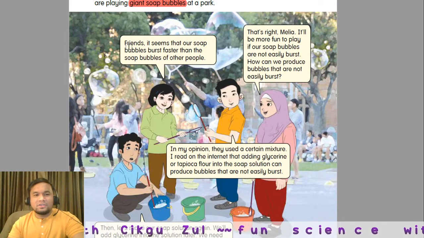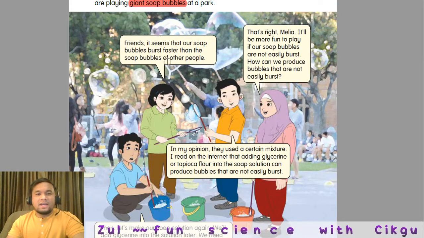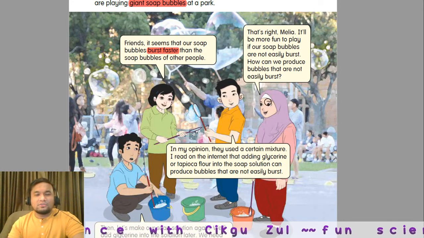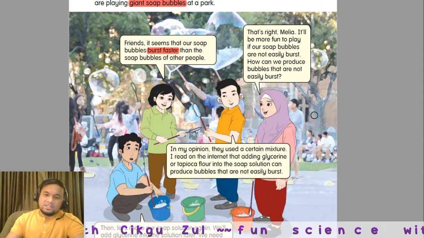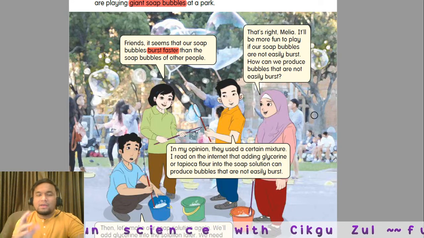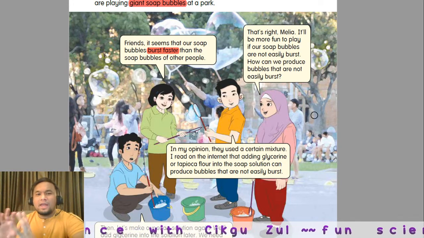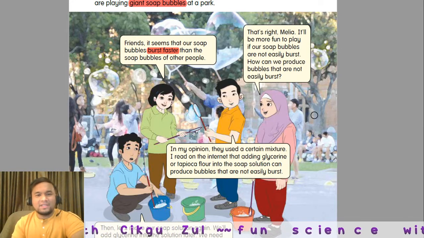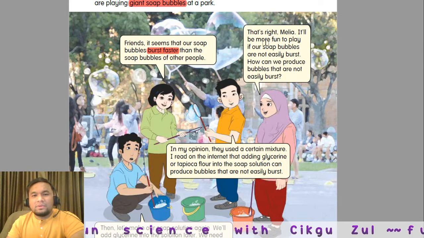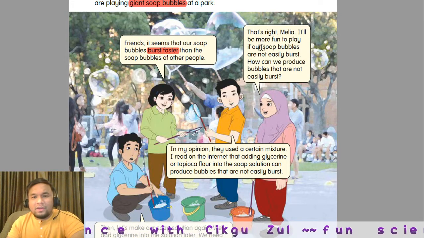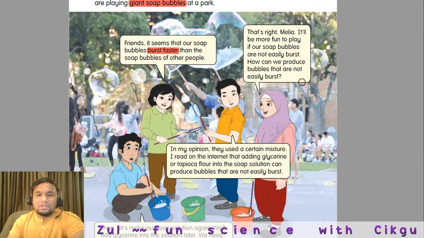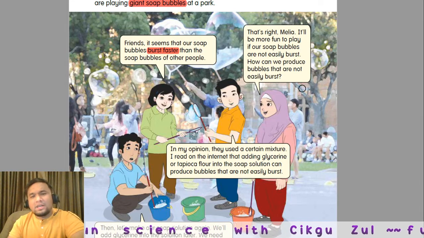Okay, so let's continue. Friends, it seems that our soap bubbles burst faster than the soap bubbles of other people. Dia cakap, kawan-kawan, cuba kamu tengok tu orang lain semua main main buih bubble ni, semuanya lambat pecah. Tapi kita punya ni cepatlah pecah. What happened? Kenapa? That's right, Melia. It will be more fun to play if our soap bubbles are not easily burst. Kalau misalnya kita punya bubble ni lambat pecah, mesti lagi seronok kan?